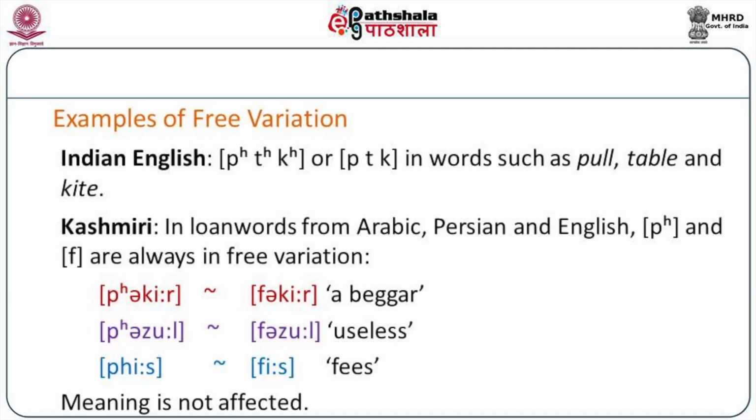Both are bilabial, so phonetically similar, but speakers of Kashmiri tend to use them freely without any change in meaning. You can substitute this p for f or f for p. These sounds are found mostly in loan words from Persian, Arabic and English vocabulary. You have thus examples on your screen. Fakir freely varies with fakir. Fazul may vary with fazul, or peace may vary with peace. The two sounds are then always in free variation. There is no contrast between them.